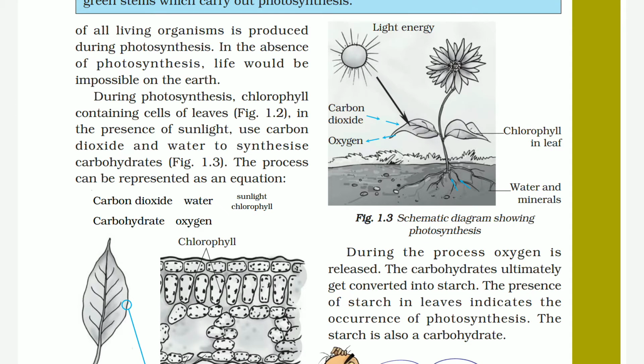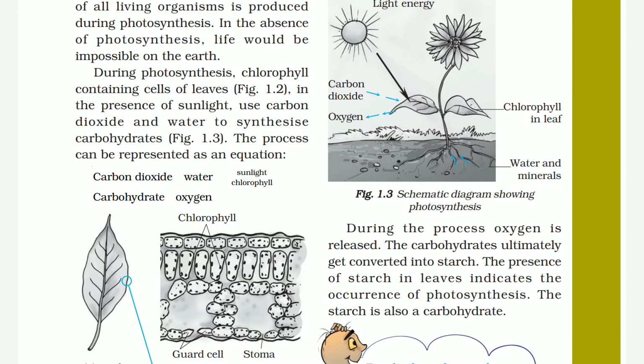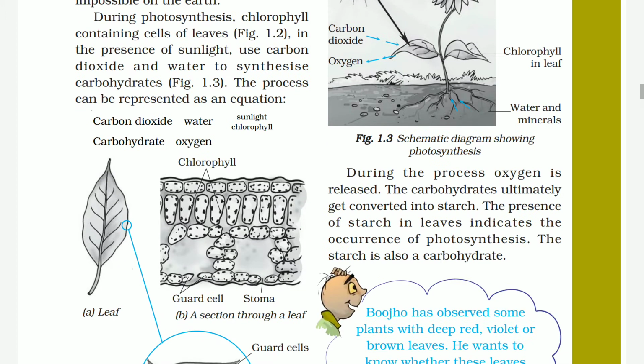So here is the equation given: carbon dioxide plus water, in the presence of sunlight and chlorophyll, gives the carbohydrates and oxygen, right? So when you get the book, you will get all this equation there.